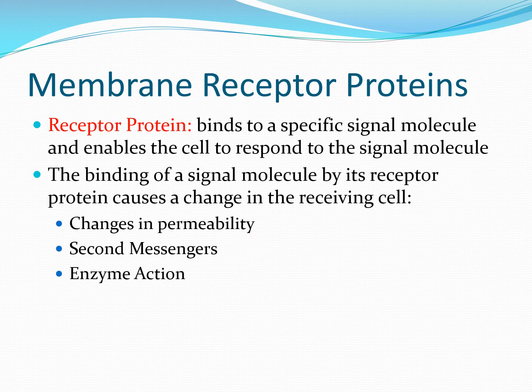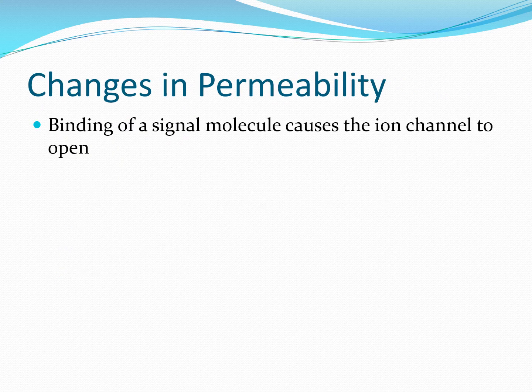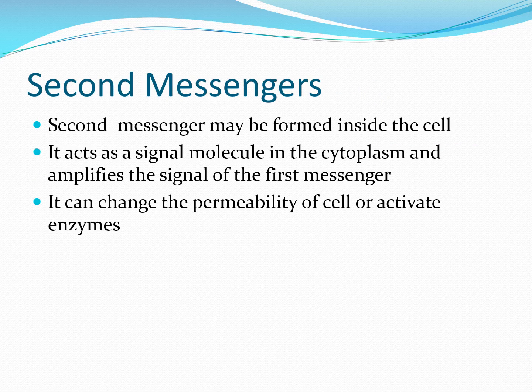A membrane receptor protein. A receptor protein binds to a specific signal molecule and enables the cell to respond to the signal molecule. There are 3 different examples. One of the things that can happen is that there's a change in permeability, and binding of a signal molecule causes an ion channel to open up. Second messengers may be formed inside the cell, and it acts as a molecule that says, hey, let's amplify the signal of the first messenger, the first molecule, if you will. This allows the permeability to change or to activate enzymes, which we talked about last class.